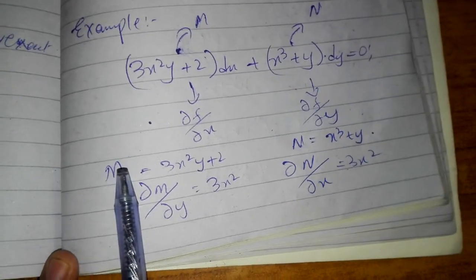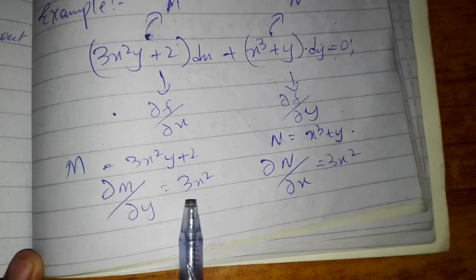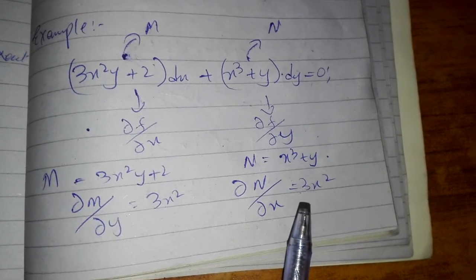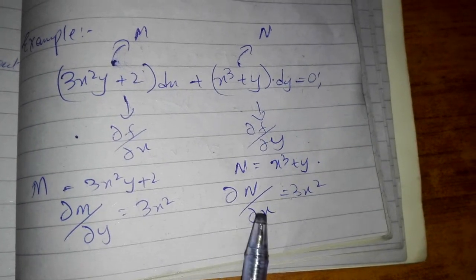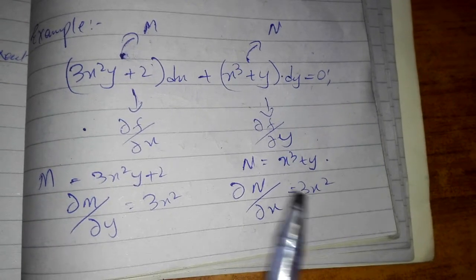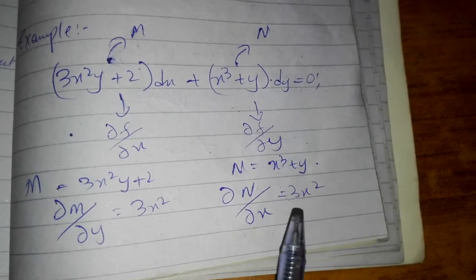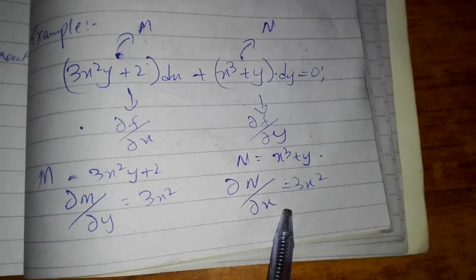Now we know that M is equal to 3x²y + 2, so ∂M/∂y is equal to 3x². N is equal to x³ + y, so ∂N/∂x is equal to 3x². As we know that ∂M/∂y is equal to ∂N/∂x, we will apply the exact differential equation method.